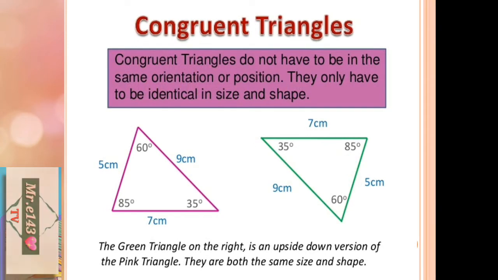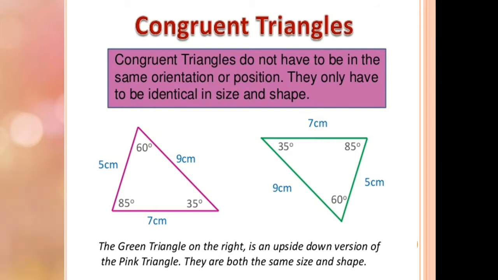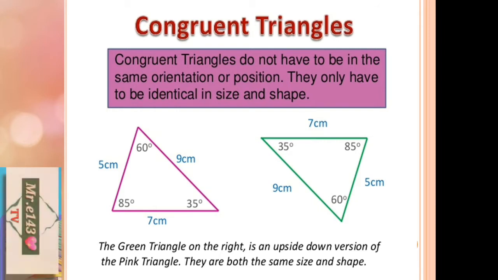Congruent triangles do not have to be in the same orientation or position. They only have to be identical in size and shape. So, tandaan natin na congruent triangles do not have to be in the same orientation or position. Hindi ibig sabihin na pareho ang position para masabing congruent. Pwede siyang upside down, for instance, ang isa up at ang isa pagilid.